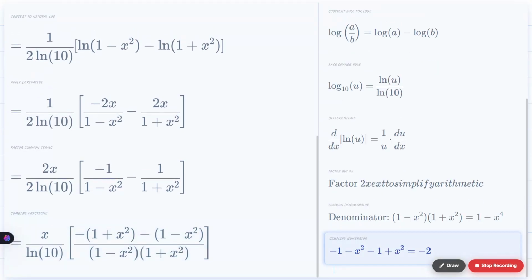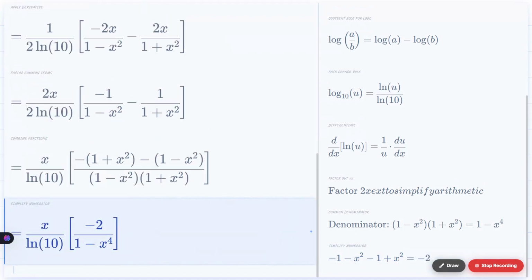We look at the top part of our fraction. We do this to simplify the math inside the brackets. We add and subtract the terms together. We simplify the top part to -2x squared. We do this to finish the work inside the brackets. The x squared terms cancel each other out.